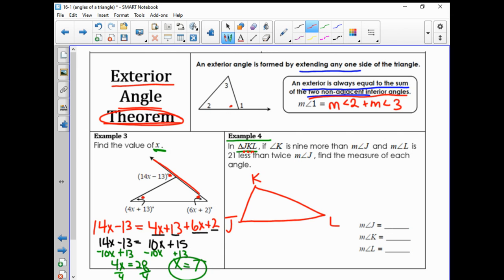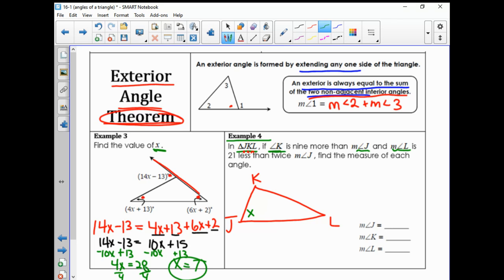Okay. All right, so if angle K is 9 more than J, and L is 21 less than twice the measure of J, find the measure of each angle. So when you read this, look really quickly. K has to do with J. K is described as something about J, so is L. L is also described as something comparable to J. So we're going to call J something. We're just going to call J x.